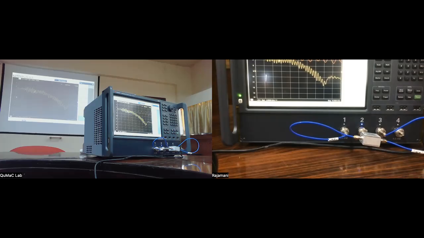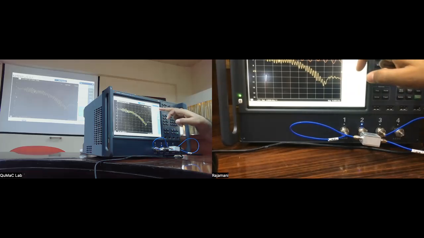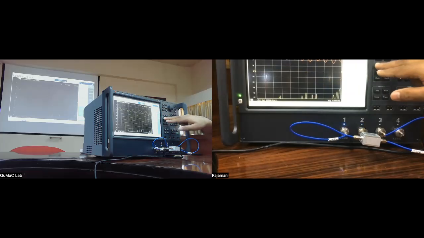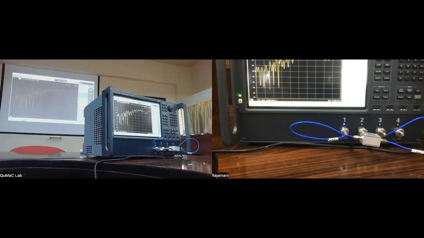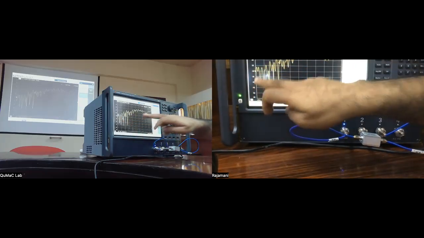If you really need a flat response and you need to work all the way down to DC, then you have to use a resistive network. There are costlier versions of this which will give you a resistive splitter working up to 10 gigahertz and 20 gigahertz or so. But otherwise, we can look at the other parameters. Let's look at reflection on port 1. Okay, so again, fairly low reflection.